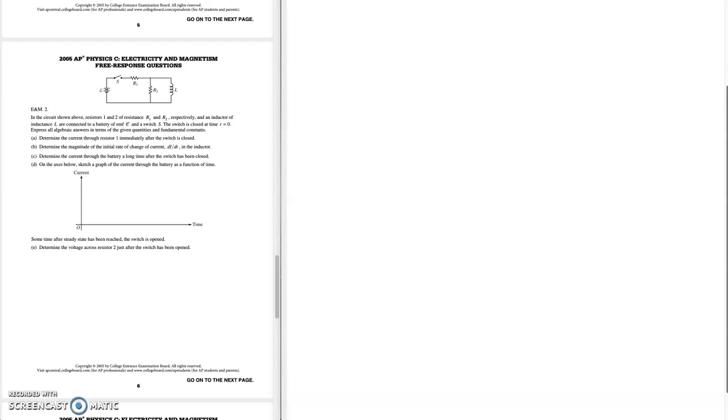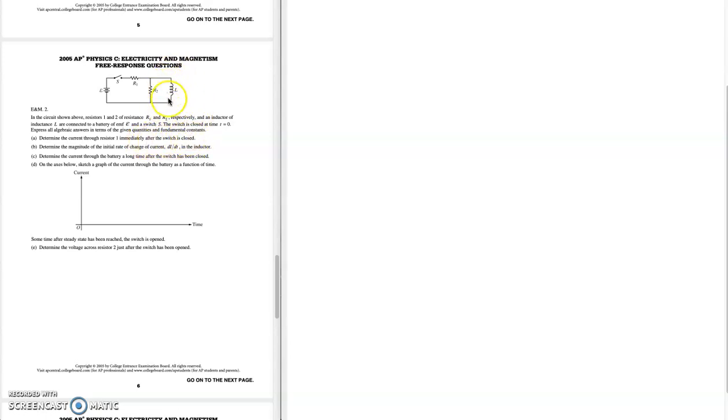All right, 2005 E&M number 2. We have a circuit with an ideal battery, 2 resistors, an inductor, and a switch. And R2 and the inductor are in parallel. There are unfortunately also no numbers, so this will be a symbolic problem. Determine the current through resistor 1 immediately after the switch is closed.